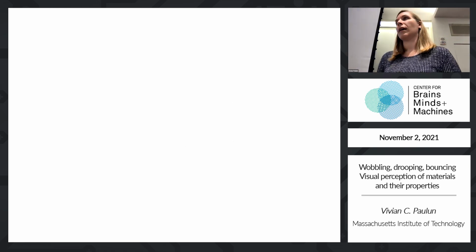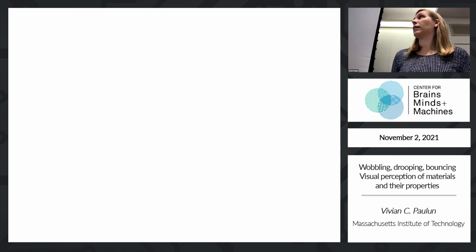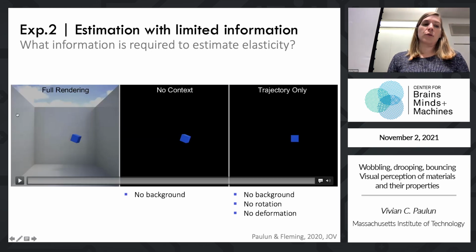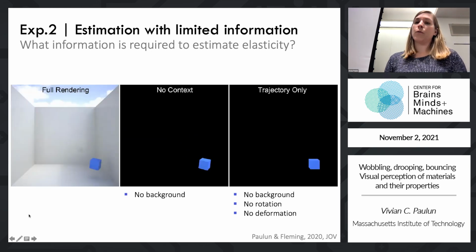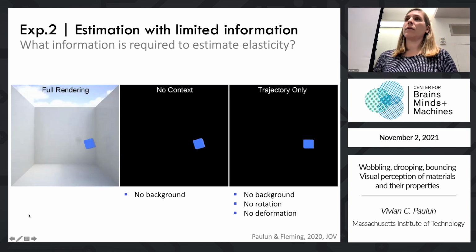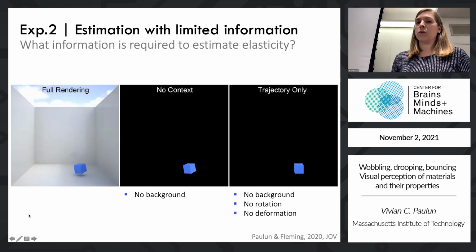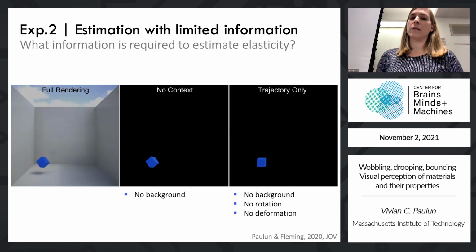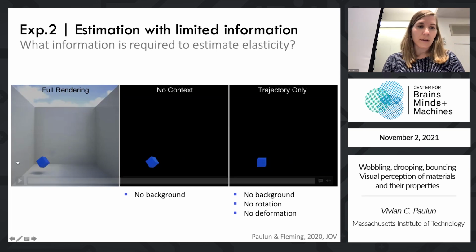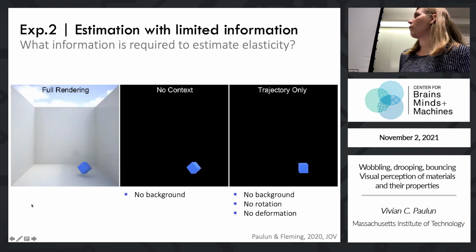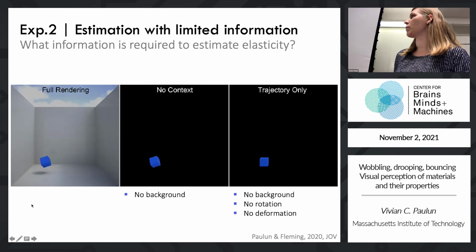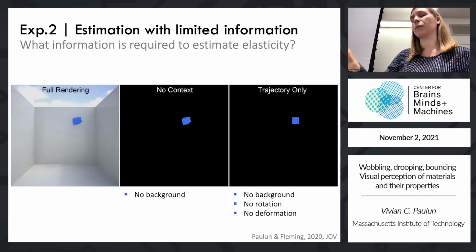And to get more insights into how they do it, we conducted another experiment in which we systematically limited the visual information. So in this experiment, observers either saw full renderings of the scene, as you have seen before, or they saw a version without the background, but the motion of the cube is the same. Or they saw a version without the cube deforming or rotating. So here the cube is rigidly following the same path with the same speed.